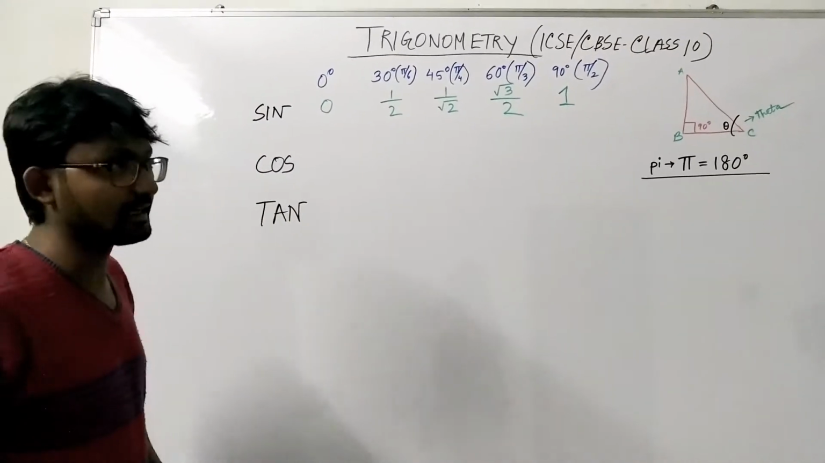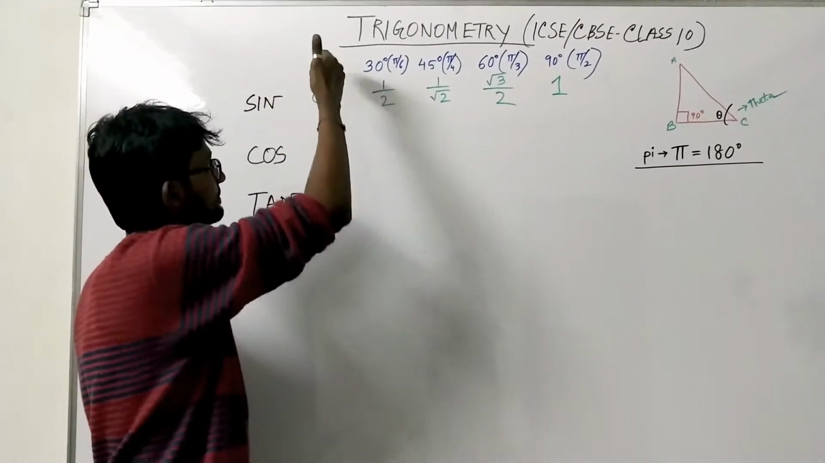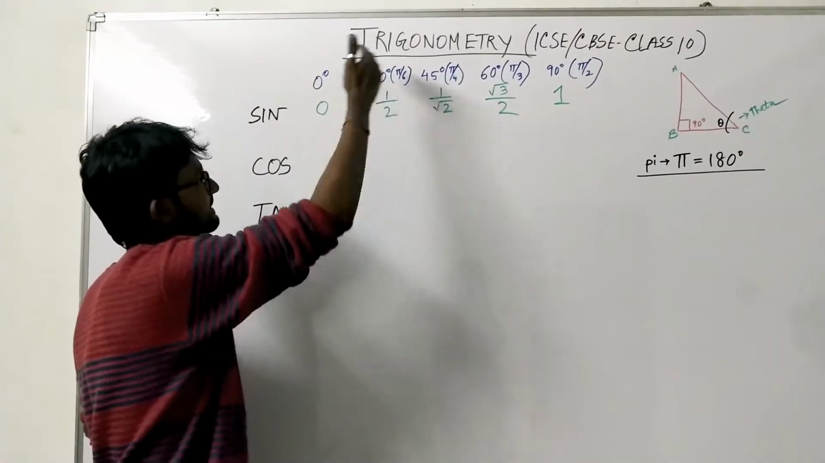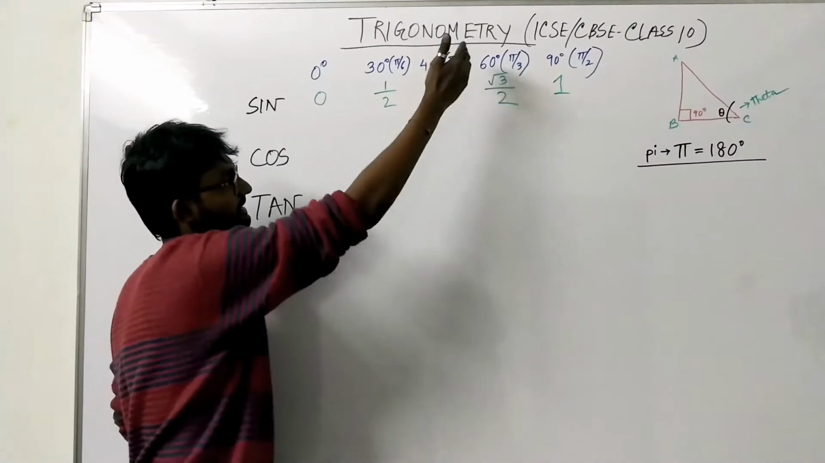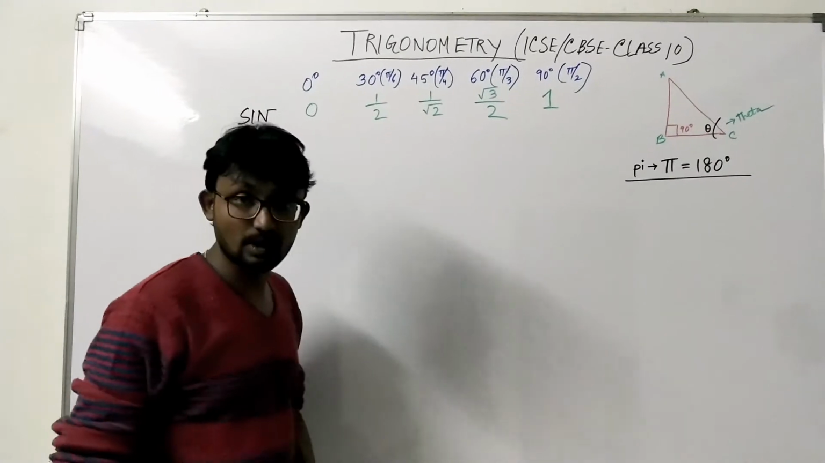So when theta is 0 degree, sine theta, that is sine 0, is 0. Sine 30 is equal to half. Sine 45, 1 by root 2. Sine 60, root 3 by 2. And sine 90 is 1.